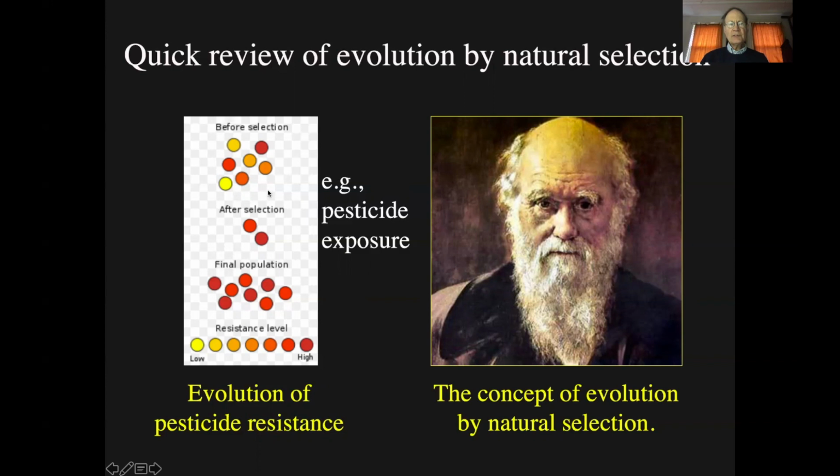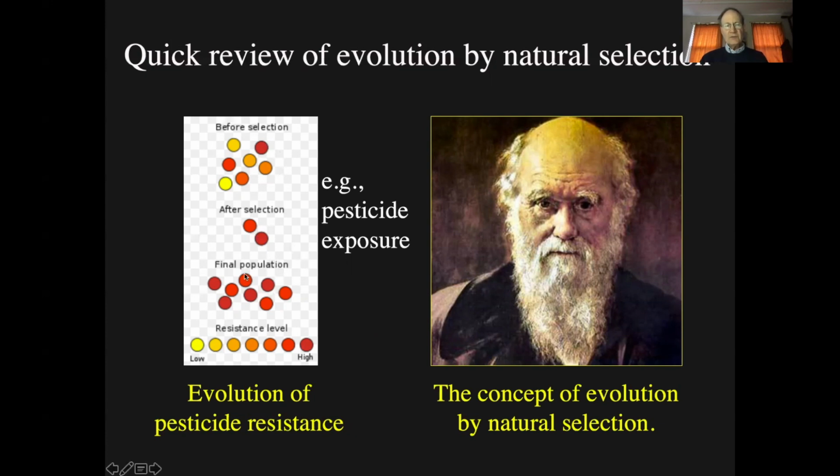This diagram represents individuals that have different levels of resistance to a pesticide, different colors, low level, yellow, very high level of resistance to pesticide, red. And so we start out with a population that's got individuals of a wide range of resistance levels. And that's before selection. Then pesticide is applied, and no surprise, it's only the individuals that are represented by red, which have a high level of resistance to the pesticide, which are still around.